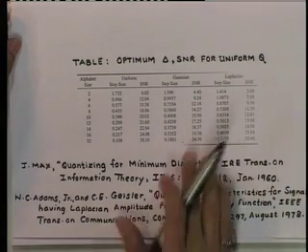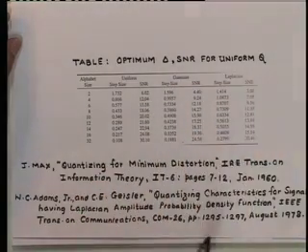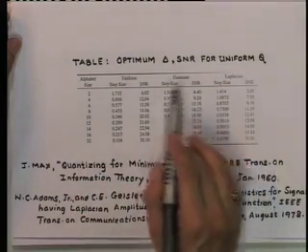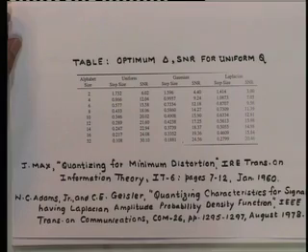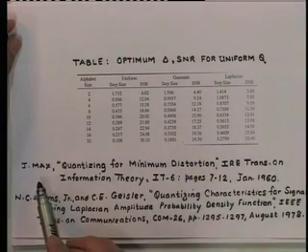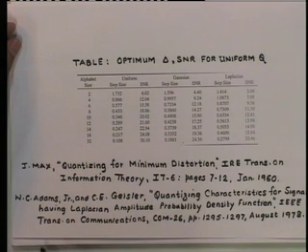Now, the results given in this table are taken from these 2 papers. One is by Max and the other is by Adams and others, which had appeared in IRE Transactions on Information Theory and IEEE Transactions on Communications respectively.